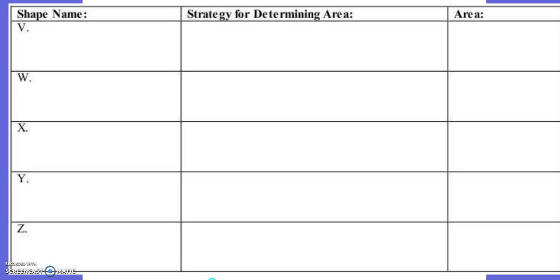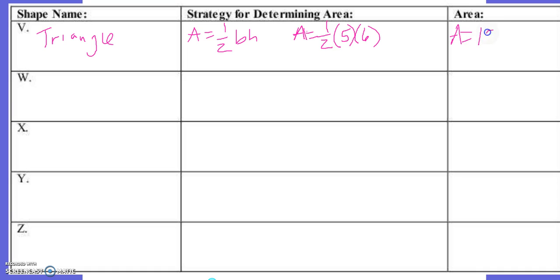If we come to our table down here, we've already said that our shape is a triangle. We have a formula that says A is equal to 1/2 base times height. And I can substitute in. So A is equal to 1/2. We had a base of 5 and a height of 6. We plug that into our calculator and we get an area of 15 units squared. So that's the area of our triangle.